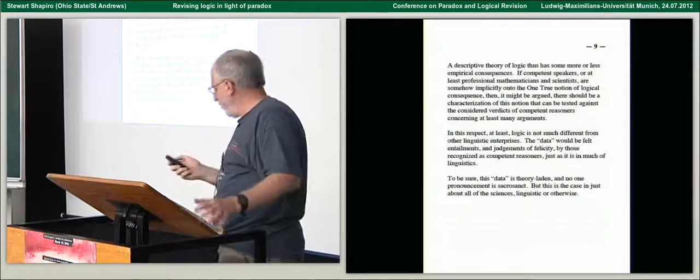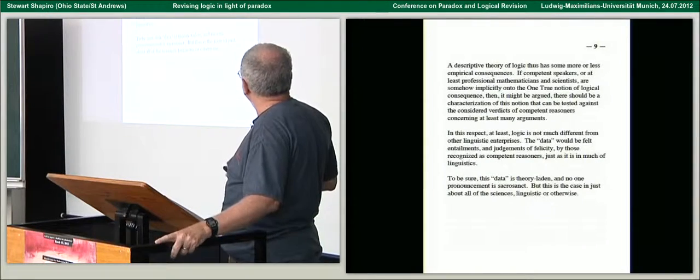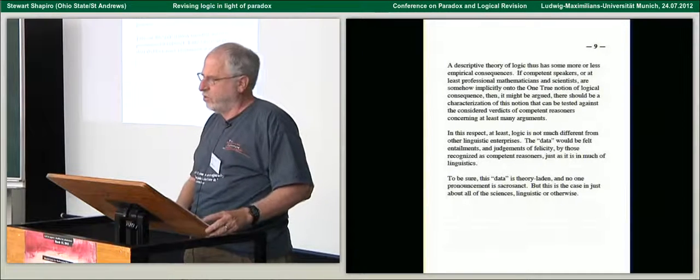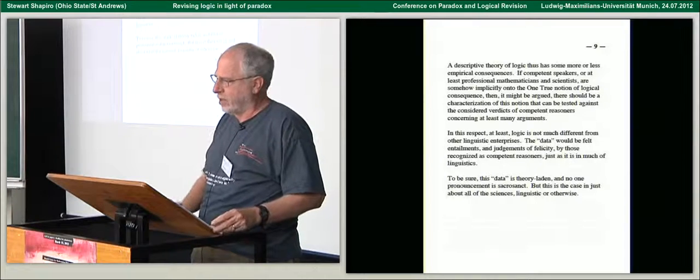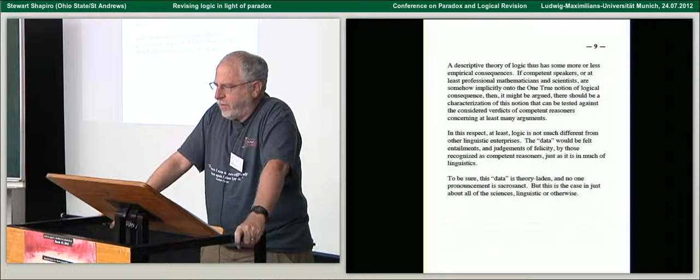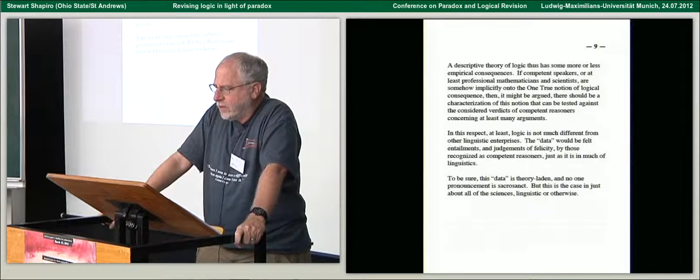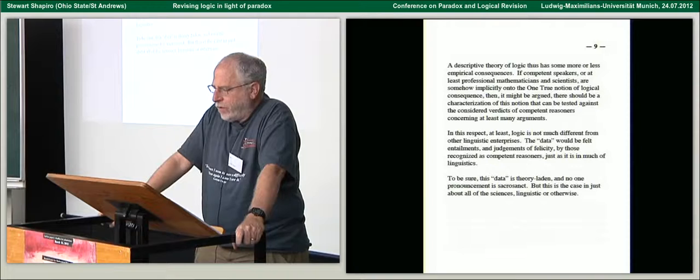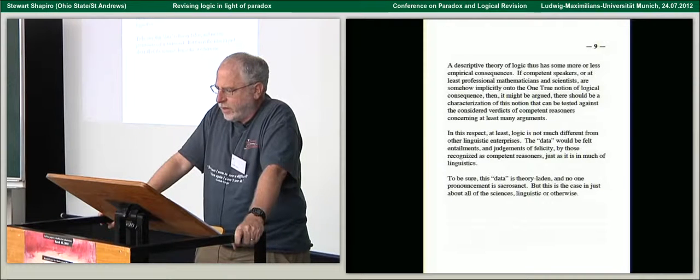So a descriptive theory of logic has some more or less empirical consequences. More or less, that is, no more and no less than anything else in linguistics. If competent speakers, or at least professional mathematicians and scientists, are somehow implicitly onto the one true notion of logical consequence, because they're onto the meanings of the logical terms, then it might be argued there should be a characterization of this notion that can be tested against the considered verdicts of competent reasoners concerning at least many arguments.